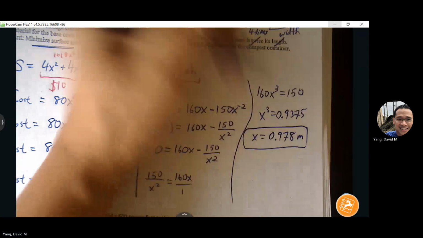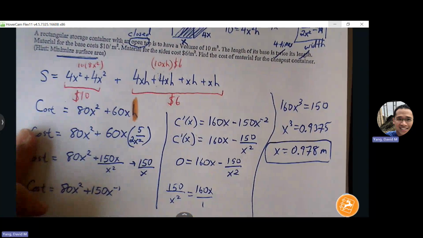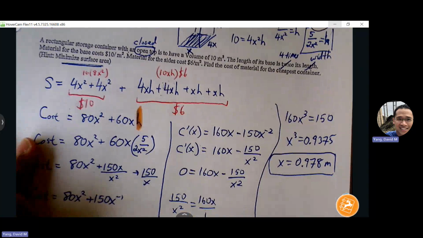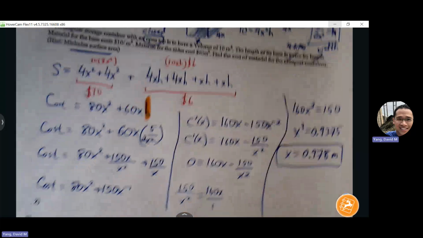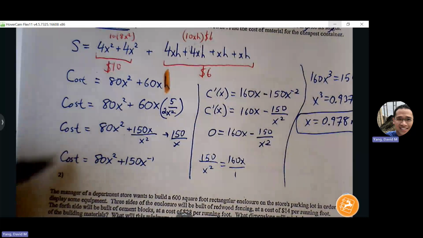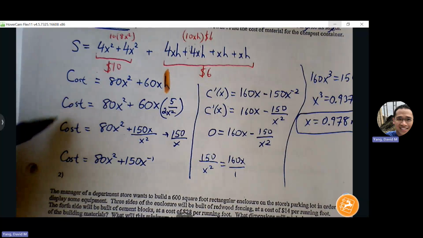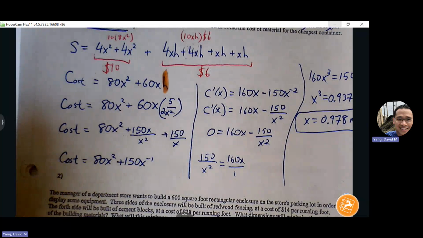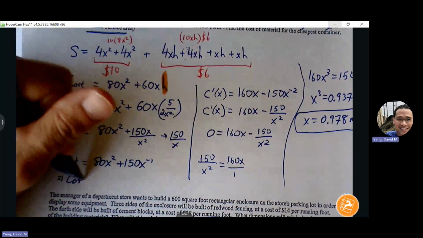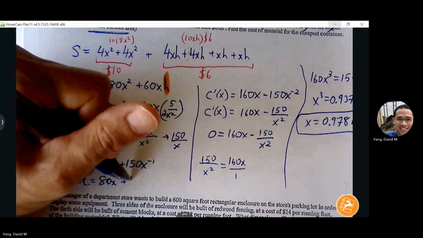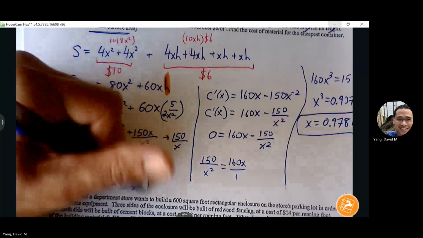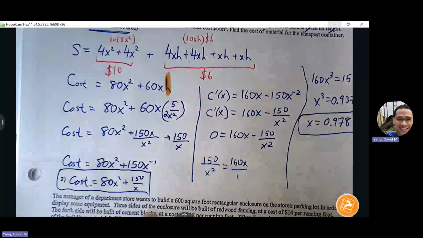meters. So I know that is one of the dimensions, but it's not asking for the dimension, it's asking for the cost. So I've got to take that x value and insert it into any of the cost equations. There are all these different variations. If you want, just choose the one that feels the easiest. Maybe this one here without the negative exponent.